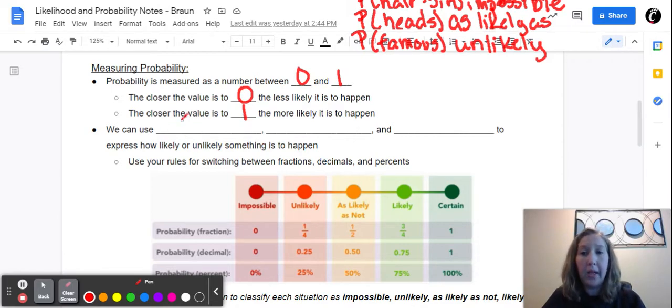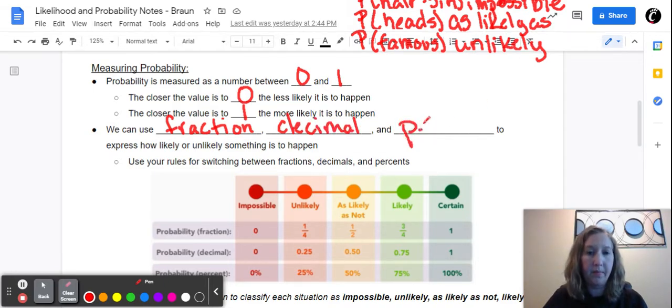When we write probability, we can use 3 different formats. We can use fraction, decimal, and percent to express how likely or unlikely something is to happen. So we are going to use those rules for switching between fractions, decimals, and percents. You have learned already how to change fractions to decimals, decimals to percents. So we're going to use those rules and kind of changing back and forth between them.